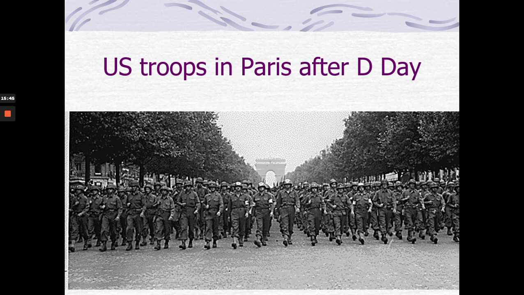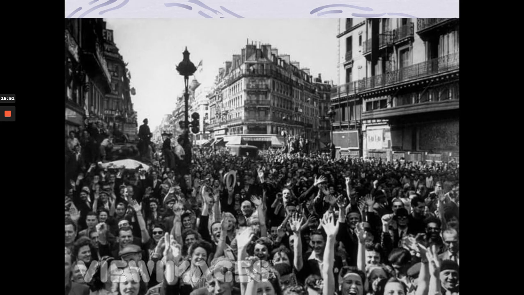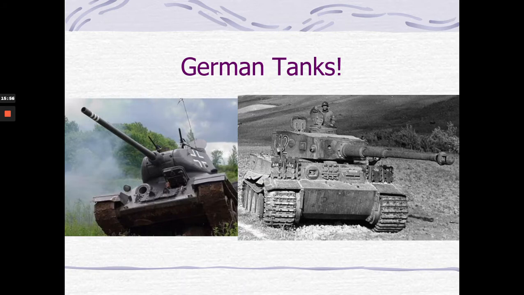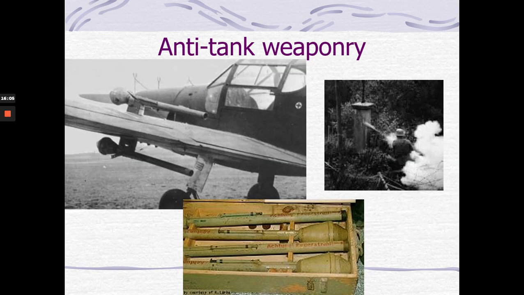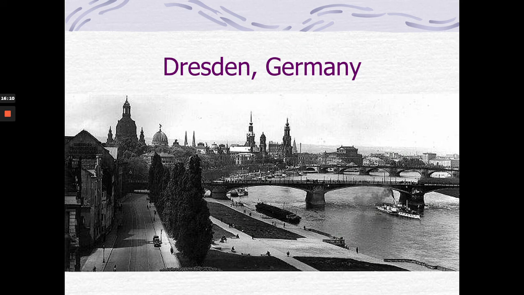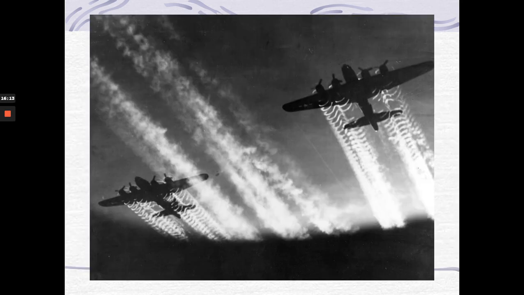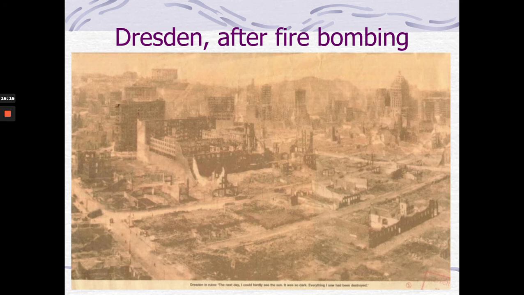Here are the troops in Paris after D-Day. They liberated Paris and pushed the Germans back. And here are the Parisians being happy. Here's some German tanks. That's a Tiger on the right, a T-34 on the left. I'm not sure. I act like I know more than I do. Okay, how do you take out a tank? With a Panzerfaust. Here's the city of Germany before we bombed it. And then we bombed it. And there's a picture of it after we bombed it. Just destroyed it. So we didn't need an atomic bomb to destroy German cities. We just needed 1,000 planes.